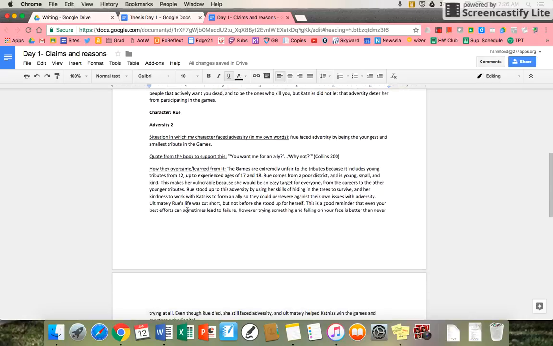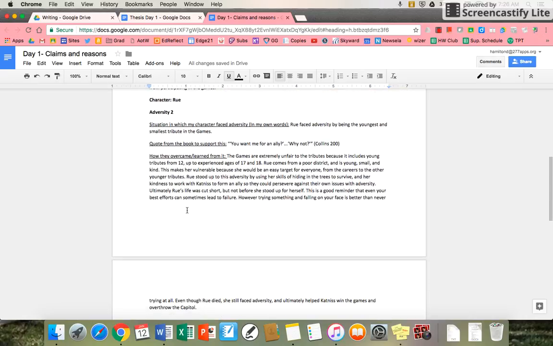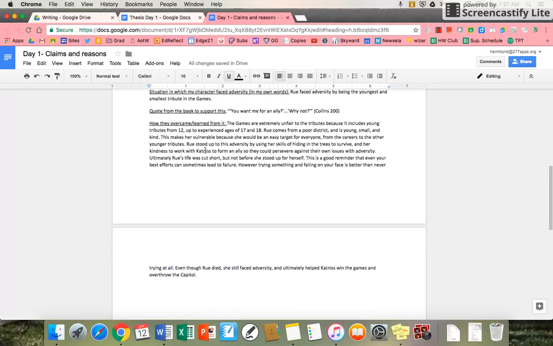Which then brings me to my second point. My second character was Rue. She faced adversity by being the youngest and smallest tribute in the games. This wasn't something that was necessarily explicitly said. This was something I had to infer from the book. So my quote was, she's talking to Katniss right now. Rue says, "You want me for an ally?" And Katniss says, "Why not?" Collins 200, author, page number.